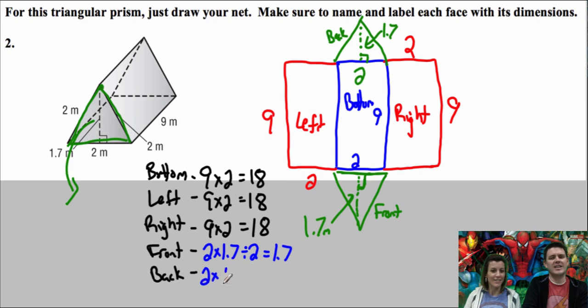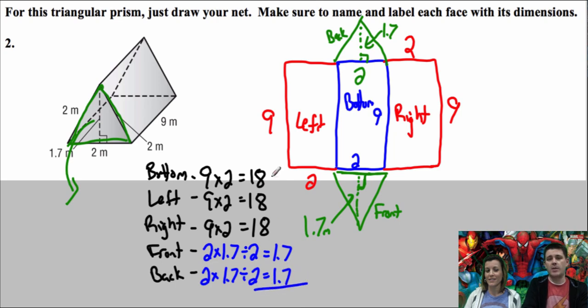I don't want them skipping the dividing part. That's an easy way of forgetting that one. So it's got a base of 2, a height of 1.7, but it's a triangle, so you always have to go back and divide by 2. So make your math easy. 2 divided by 2 is 1, times 1.7 is 1.7.